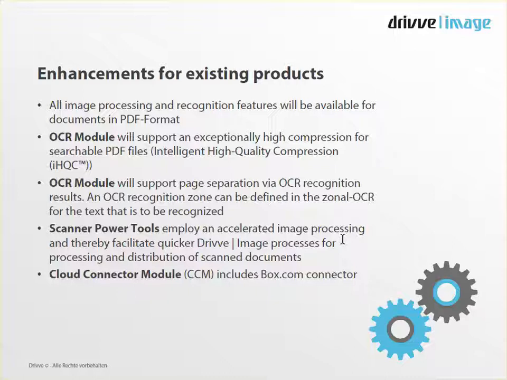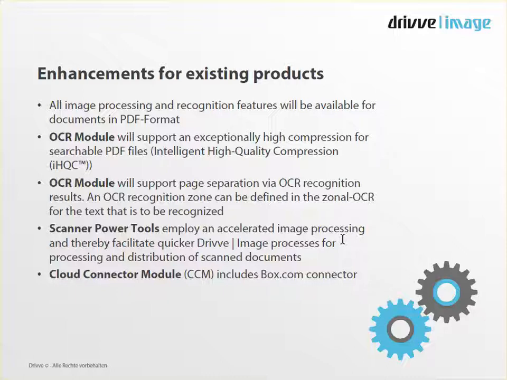All image processing and recognition features will be available for documents in PDF format. That pretty much means if you want to do barcode recognition or some image processing, so far you needed an image file like TIFF or JPEG, and you don't need that anymore. Now all of this works for PDF as well, because PDF just got so spread in the market, so we needed to do this.